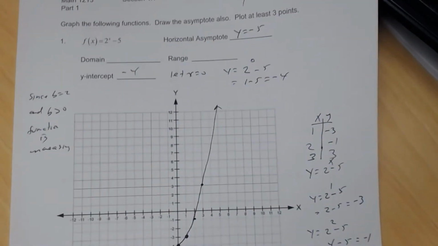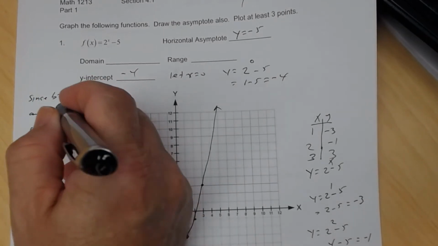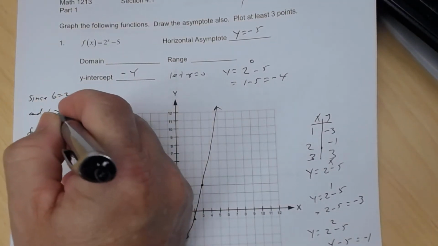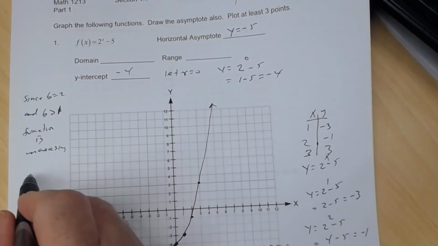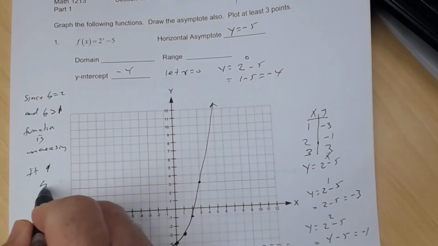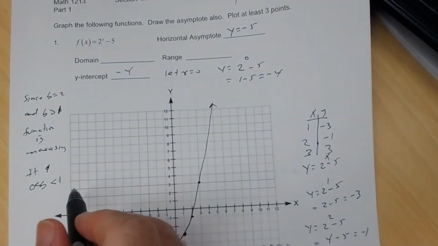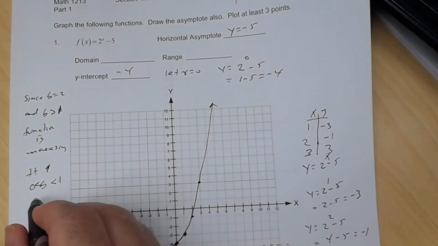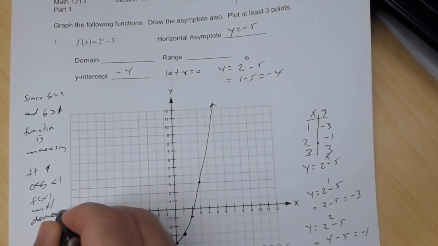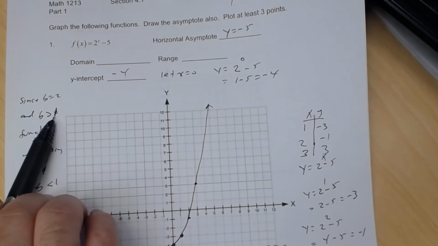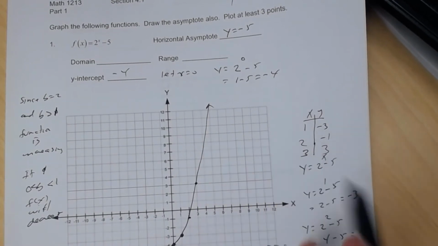And remember the fact that since the base is 2, which is bigger than 1, I meant to say bigger than 1. If the base is greater than 1, the function increases. If the base is between 0 and 1, so a fraction less than 1 but bigger than 0, f of x will decrease. All right, so this should have been bases greater than 1. So since the base is greater than 1, it increases.